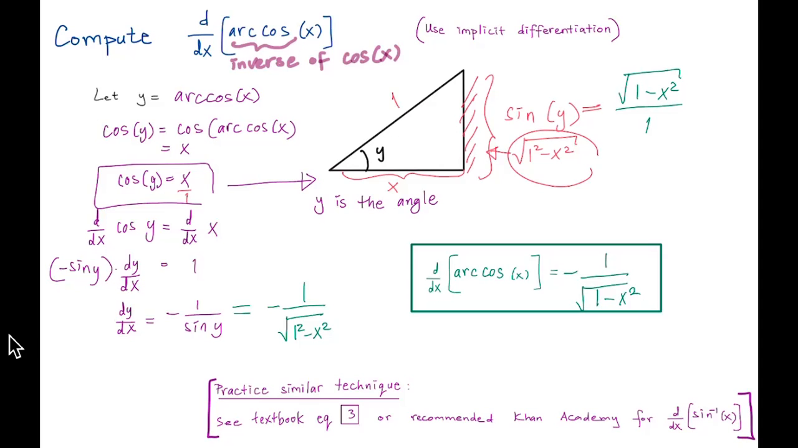So this is a technique that is commonly used when working with inverse trig functions. You can see the recommended Khan Academy or the textbook for how to differentiate arc sine.